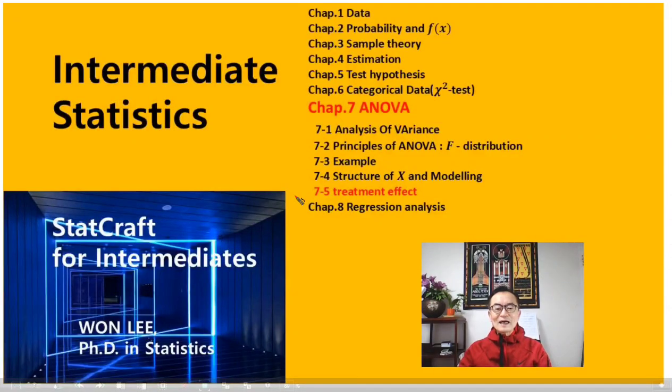I'm Wani. I'm going to introduce a new terminology, treatment effect, today. Treatment effect is an important concept in ANOVA.